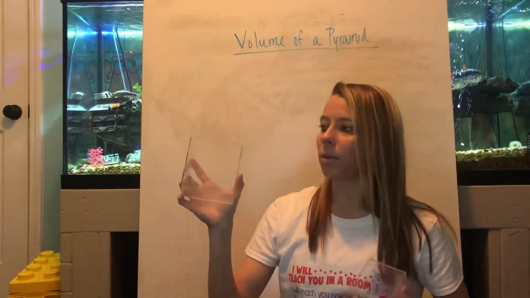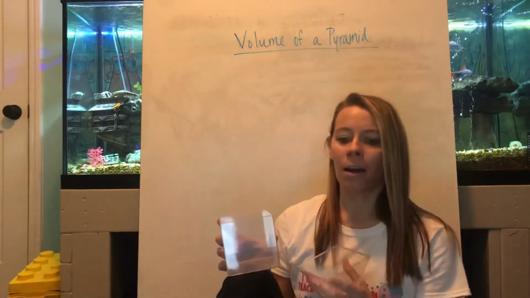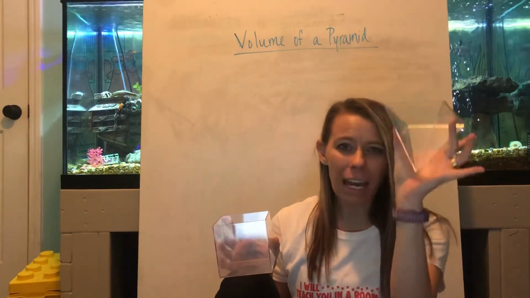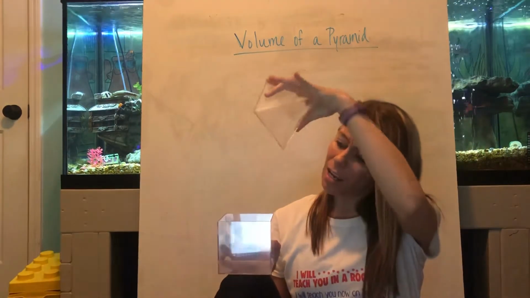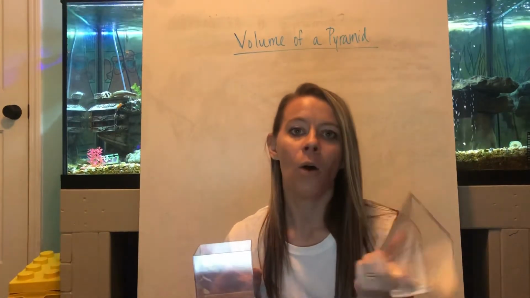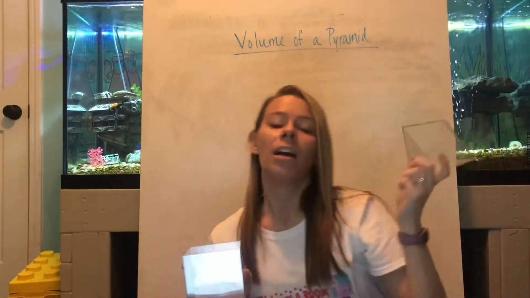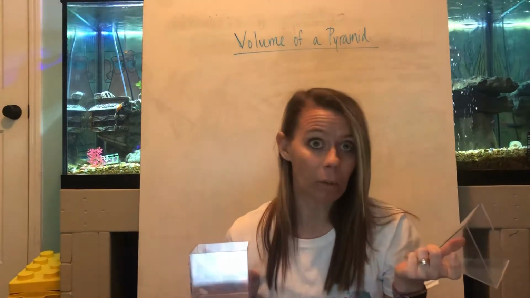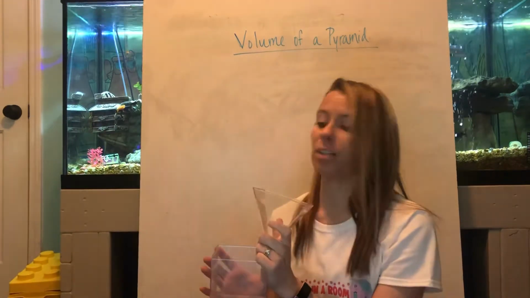So I'm going to hold this up, and each time I'm going to pour some of Cooper's bubonic plague from this pyramid into the cube and see how many times the square pyramid will fit inside the cube. Does anybody have any predictions? If you do, write it down because it's probably a good prediction.